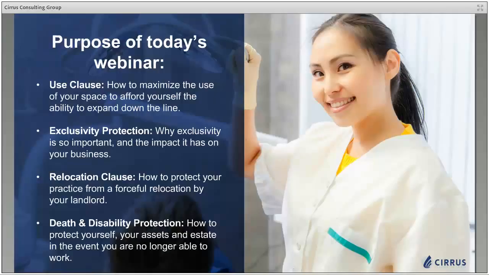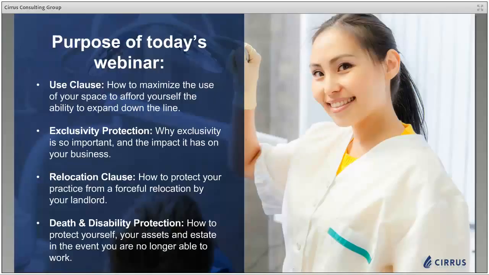The relocation clause is an article within a lease agreement that grants the landlord the ability to relocate you within the building to any other unit, including basement units, upon a certain time period's notice, typically 30, 60, or 90 days. Ask yourselves, for those of you joining us today, what would happen and what would I do if tomorrow the landlord came into the practice and told me I needed to relocate within the building in 30 days?